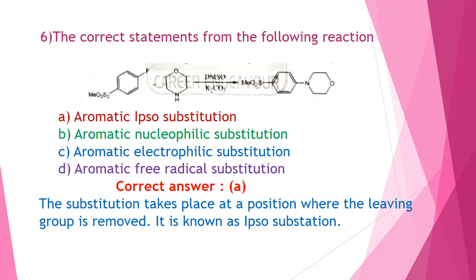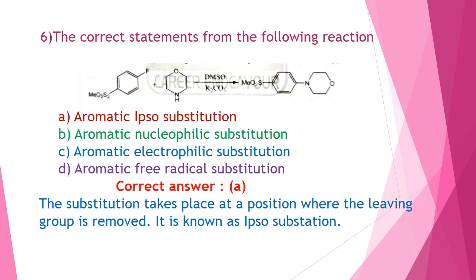Question number 6. The correct statement from the following reaction: A, aromatic ipso substitution. B, aromatic nucleophilic substitution. C, aromatic electrophilic substitution. D, aromatic free radical substitution. Here the option A is the correct answer, aromatic ipso substitution. Look at the substrate: the leaving group is F and the nitro group is attached at the position of the leaving group F. Therefore, it is a best example for aromatic ipso substitution.